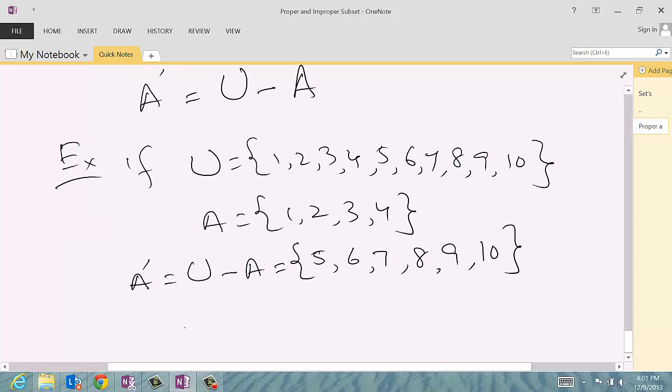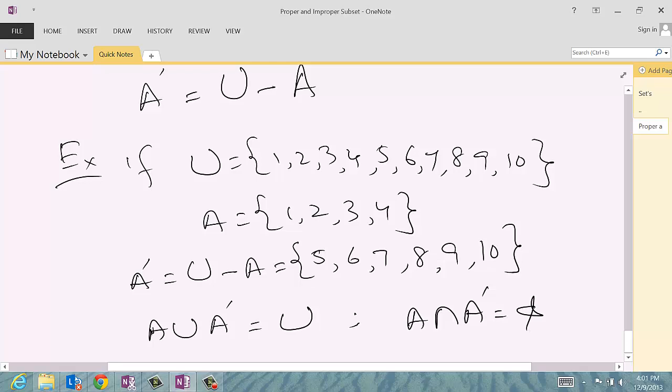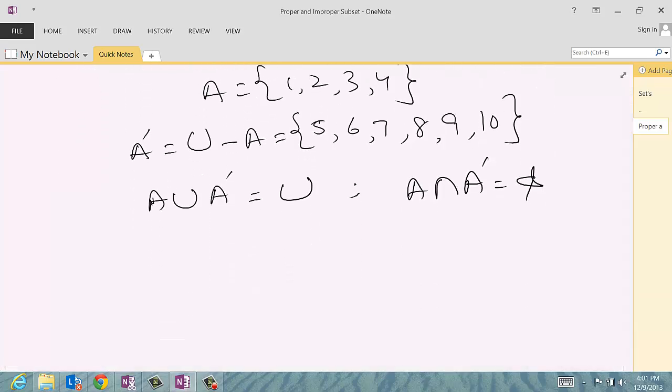And interesting enough, if you take the union of A and A complement, this is going to be the universal set. And one more thing worth noting is that A intersection A complement is a null set. There is nothing common between set A and A complement.